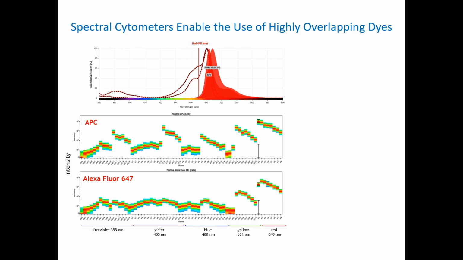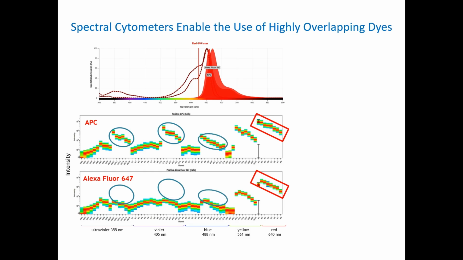But if we look at their full spectral signatures using a spectral cytometer, we can see that while their main emission peaks off the red laser are very similar, the emission from excitation off the other lasers is quite different. The UV, the violet, the blue laser, and the emission off the yellow-green laser is significantly lower for Alexa 647. The significant differences between the emission curves excited off these other lasers allow us to distinguish these 2 fluorochromes.